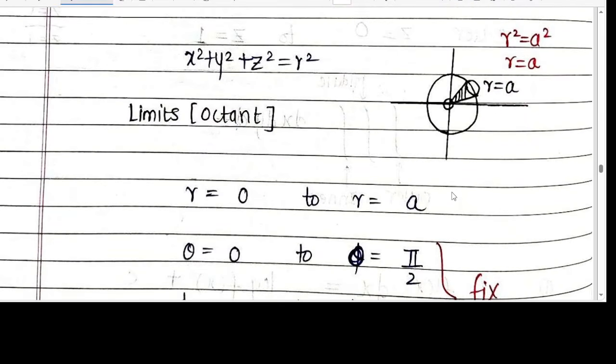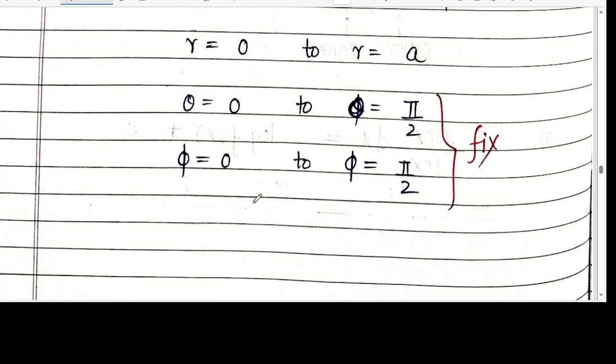So we know the limits here. Suppose x square plus y square plus z square equal to r square is given, which means r is the radius of the sphere. r and a are both the same in this case. So the limits for the first octant: r varies from 0 to a, theta varies from 0 to pi by 2, and phi varies from 0 to pi by 2. You can solve the given example by taking these limits if it is asked for the first octant. And suppose you want it for the full sphere, you need to multiply it by 8. We have solved such examples in the class.